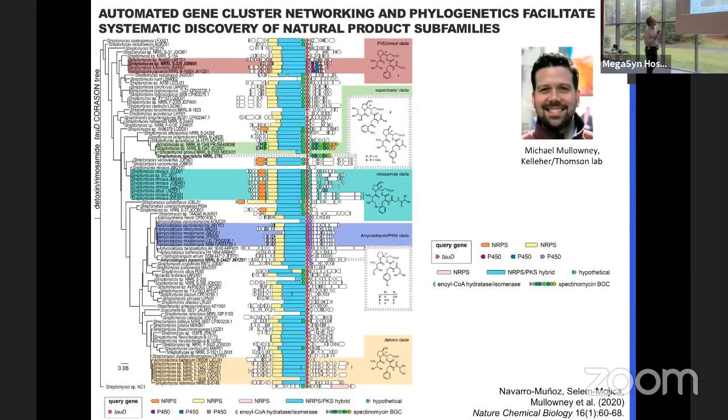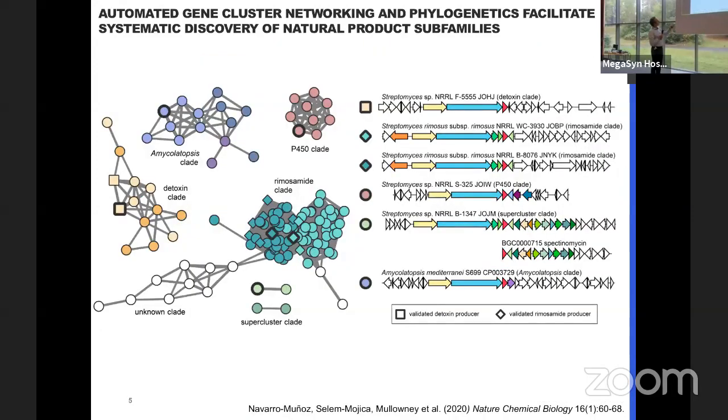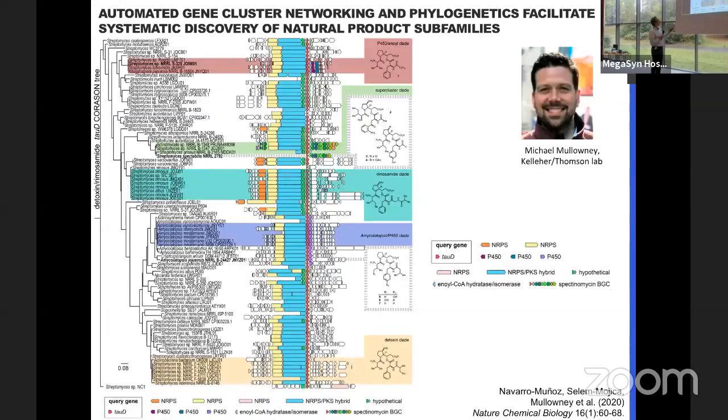So Michael, who was a postdoc with Neil and Regan, actually did experimental characterization of a number of representatives of these. And here you see a CORASON tree of all these gene clusters. The known clades before that time were here, the bromoamide clade and the detoxin clade here, and representatives of these three other clades. So the one here at the top, the supercluster clade, and the Amycolatopsis clade, were experimentally characterized by Michael.